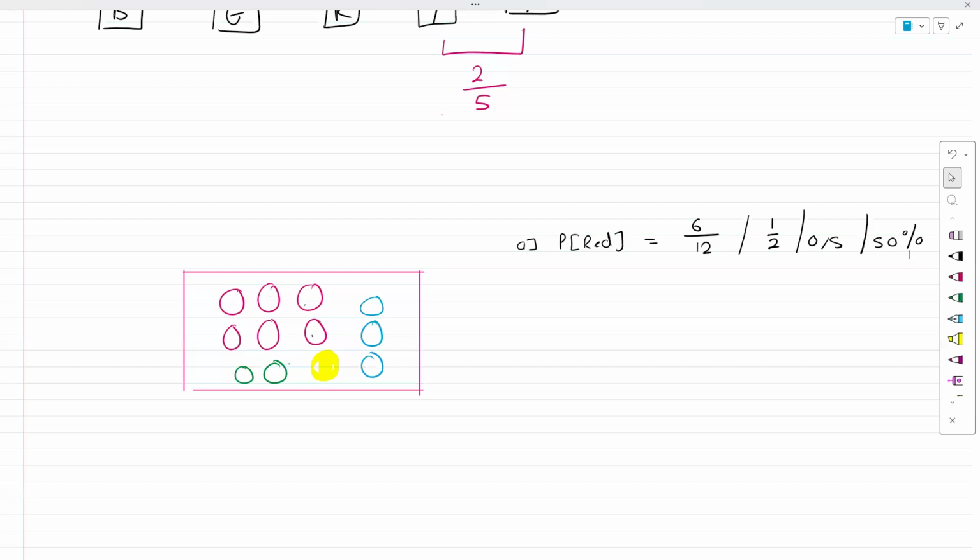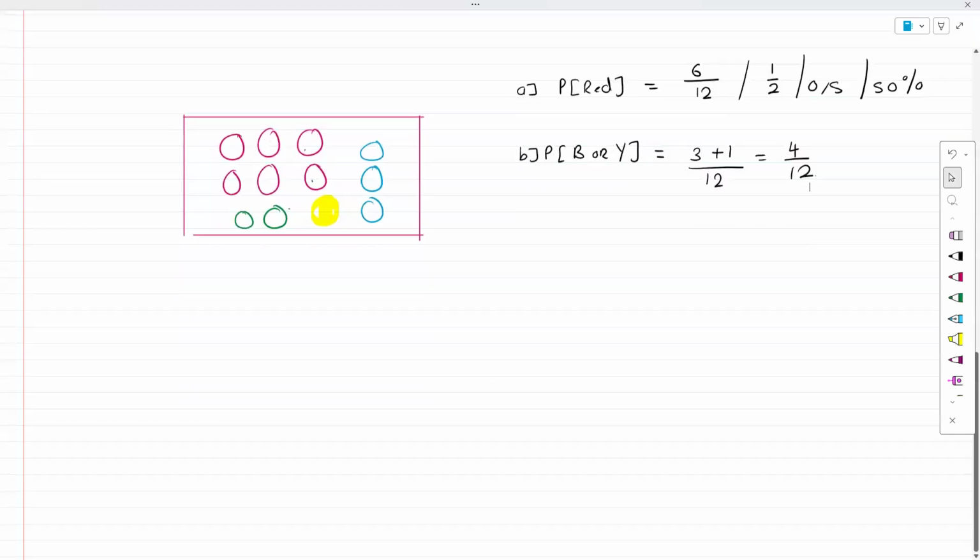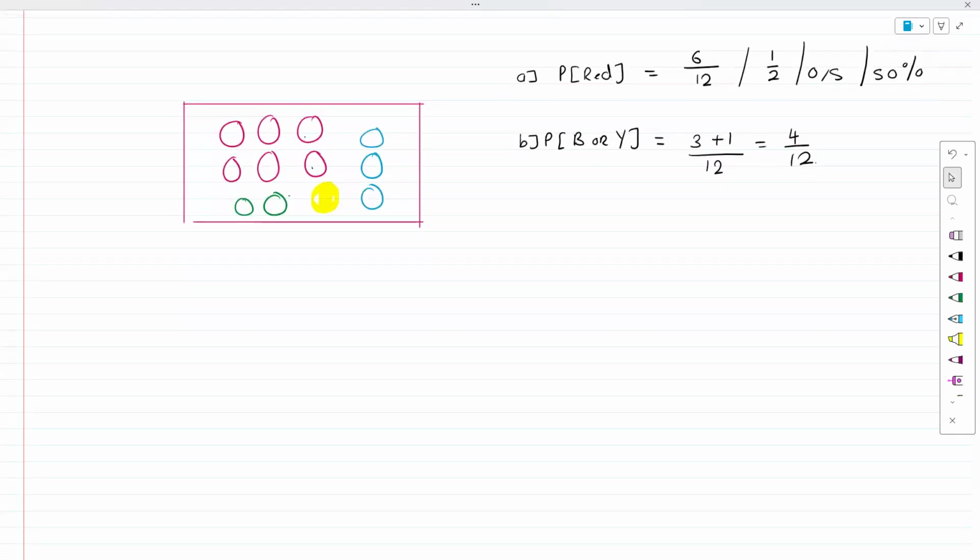The probability, I want you guys to understand this. The theoretical probability for me to get a blue marble or a yellow marble. So it means I can get either blue or yellow. Now, theoretically, there's three blue and there's only one yellow. So 3 plus 1 over 12 equals 4 over 12. Now, I'm not going to simplify further. You guys can simplify. I just wanted to show you what the theoretical probability is.